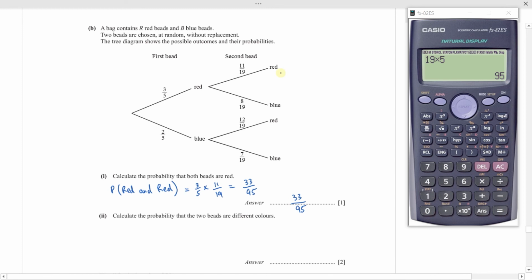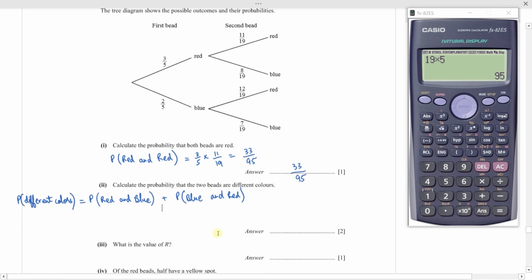So what are the possibilities to get two beads that are different colors? That means you get red and blue. So you pick the first one, it comes out red, the second one comes out blue. Or the probability that the first one is blue and the second one is red. So that is the probability of getting two different colors in the two picks that you make. Probability of different colors equals probability of red and blue plus probability of blue and red.